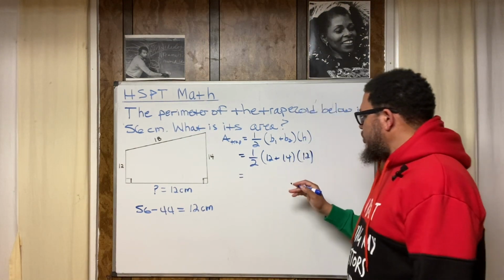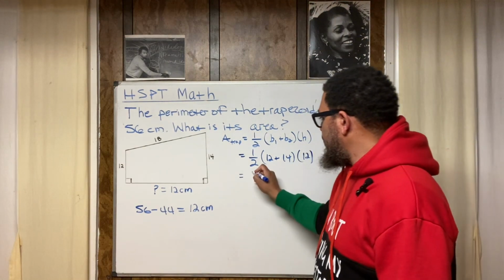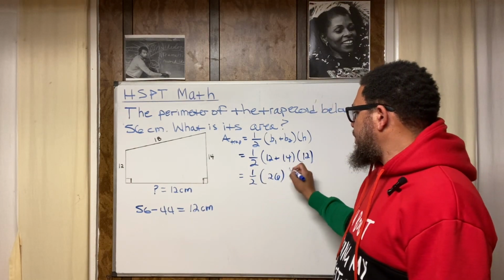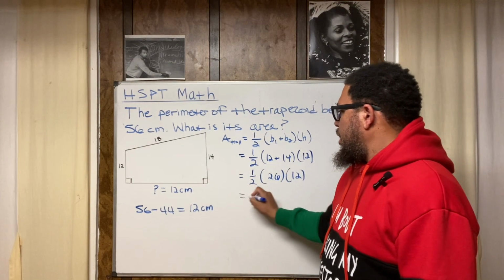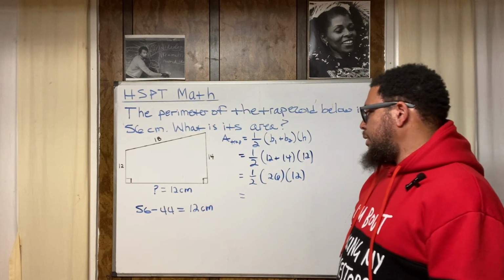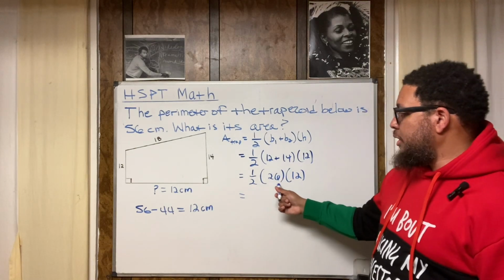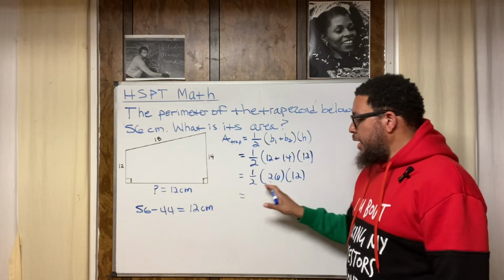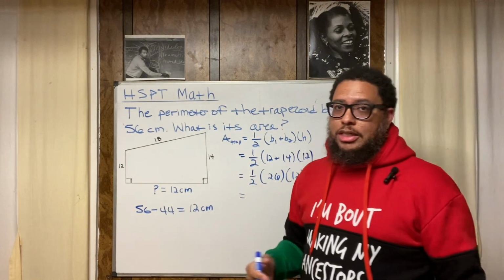Now, there are different ways we could do this. I'm going to follow order of operations. I'm going to do 12 plus 14 first. 12 plus 14 is 26. And then we have 1/2 times 26 times 12. I could do 26 times 12 first if I wanted to be fancy and then take a half, but I'm not going to do that. I'm going to do a half times 26. A half of 26 is 13.